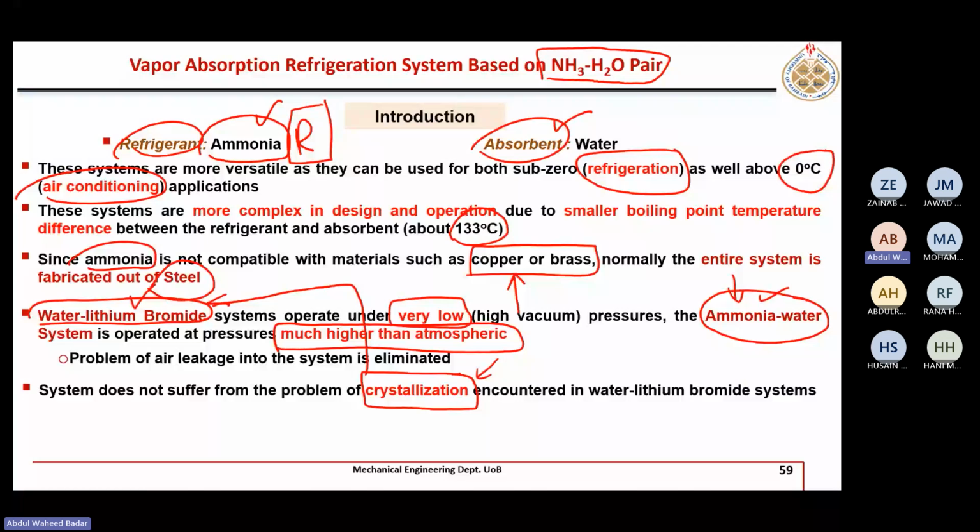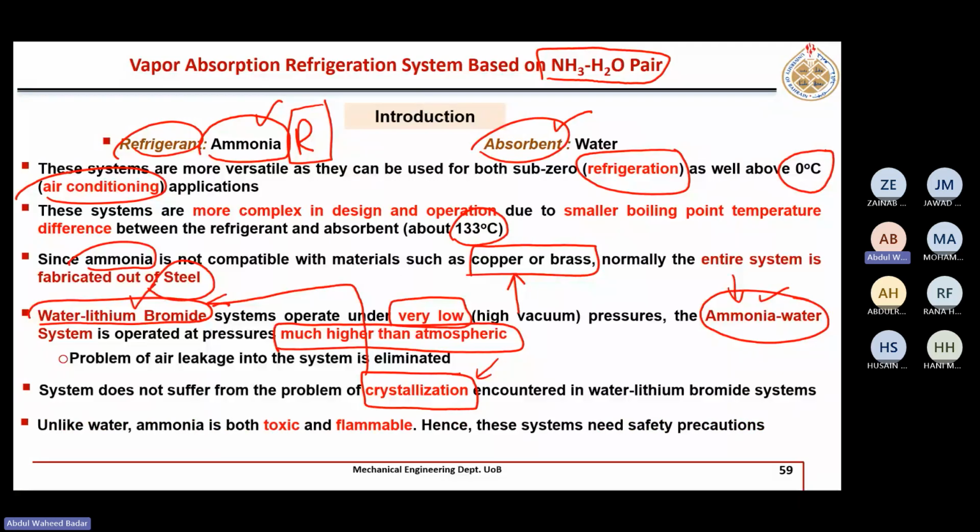Okay. So there are some advantages, some disadvantages. Here we have another major disadvantage of ammonia. It is not only toxic, it is also flammable. That's why these systems need some special safety precautions. So yeah, these are some advantages and disadvantages.